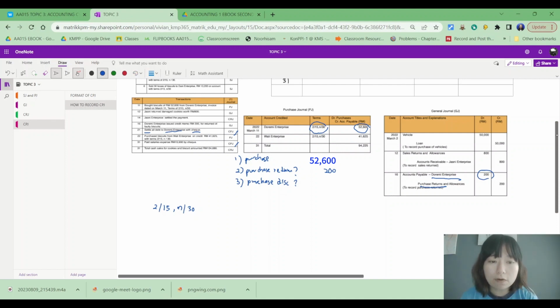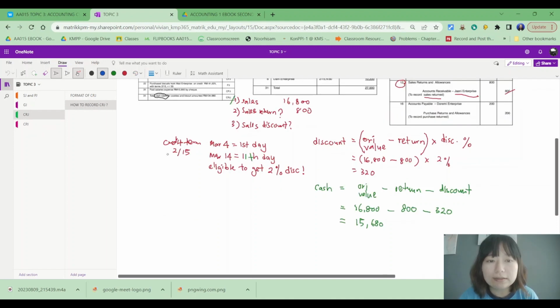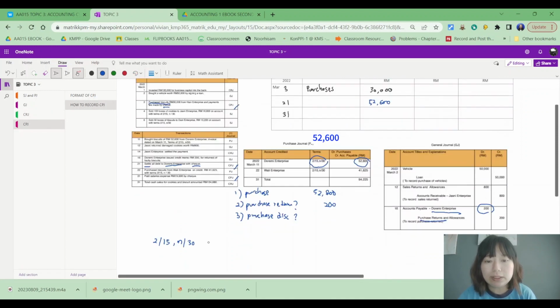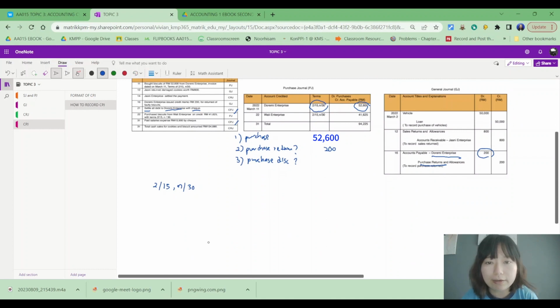So first of all, kita kena kira lah seperti sebelum ni. Adakah kita layak ataupun tidak, okay, untuk dapatkan diskaun tersebut. Okay, that's the thing. So, kita akan tengok dari segi tarikh dia. So, kita membelinya, we did the purchase on March 11. Okay, that's the first date. Kita membeli. And we need to calculate.